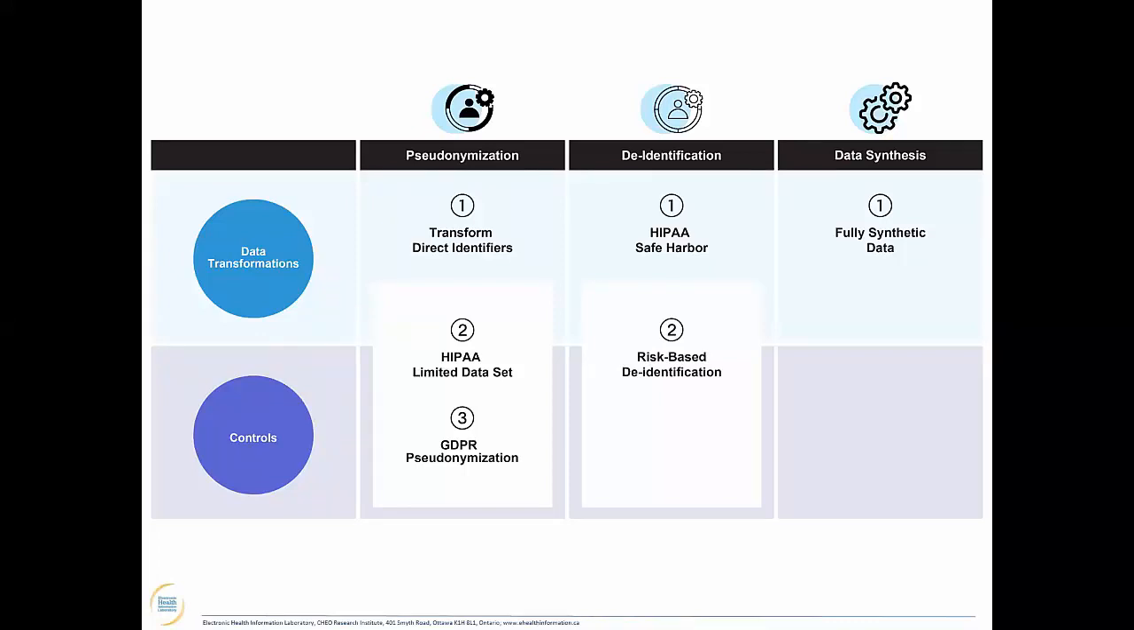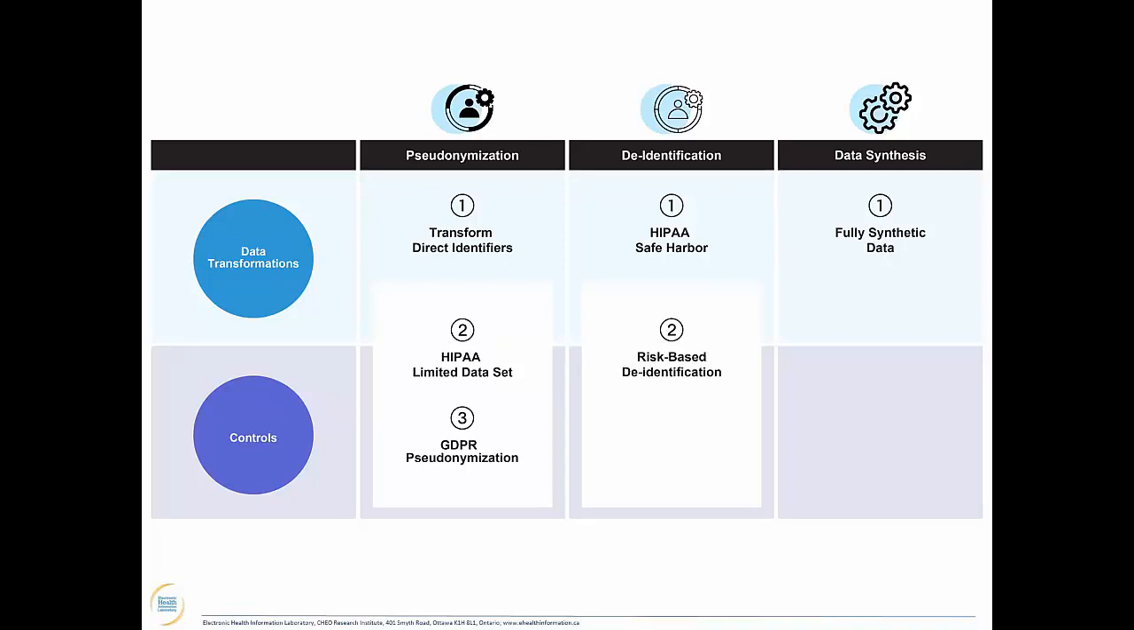The second column is de-identification. So de-identified data is no longer personal information, so you no longer have to meet any of the obligations that I mentioned before. And I'll talk about two methods that are used in practice.